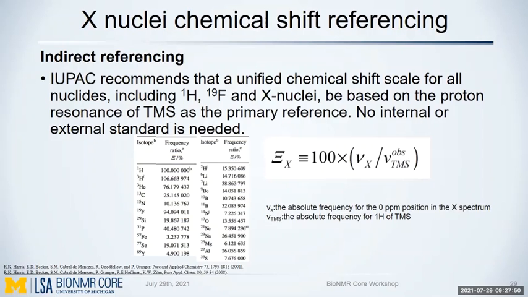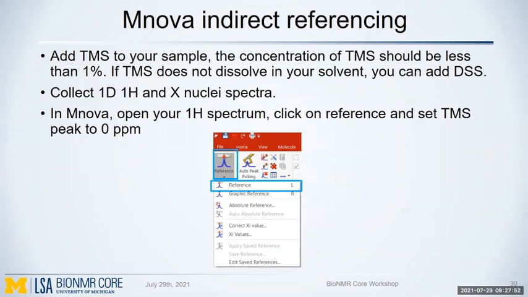Here I will just briefly show you how to do it, and later on when I show you how to process the data by MNOVA, I'll also show you again how to set those indirect references. So the method is that you first add TMS to your sample, and the concentration of TMS should be less than 1%. If TMS does not dissolve in your solvent, you can add DSS, and DSS can dissolve in buffers such as water or PBS. And then you can just collect a 1D proton and X nuclear spectrum of your sample.